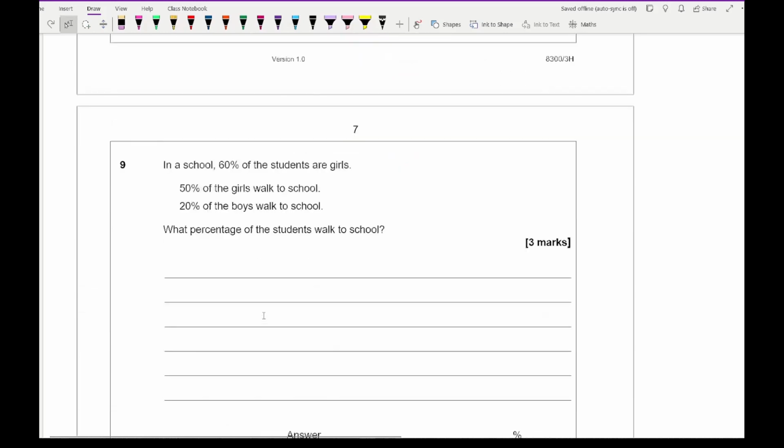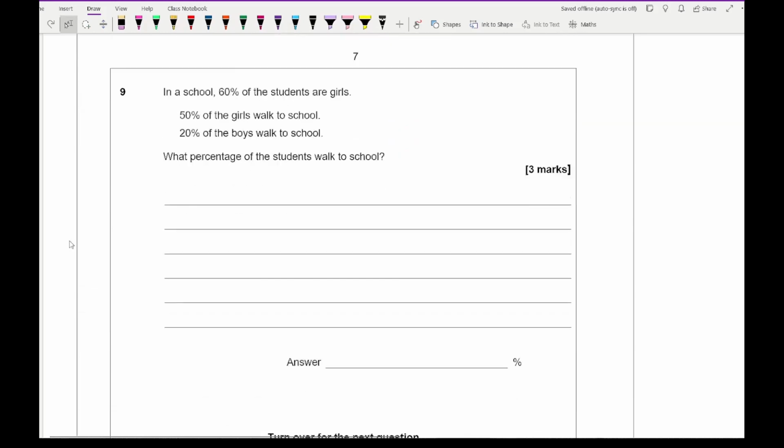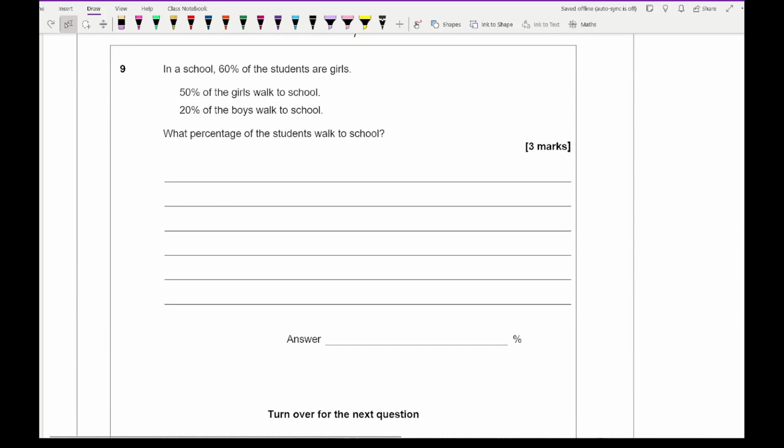Then with question 9, it says that in a school 60% of the students are girls, 50% of the girls walk to school, 20% of the boys walk to school. What percentage of students walk to school? So for this first, if we just focus on the girls, we know that we've got 50% of 60%. So 50% of 60% is going to be 30%.